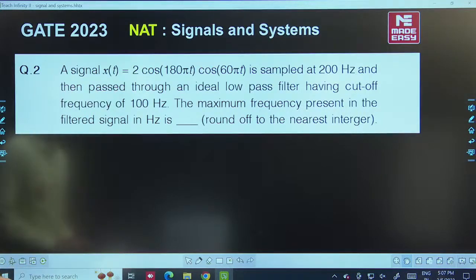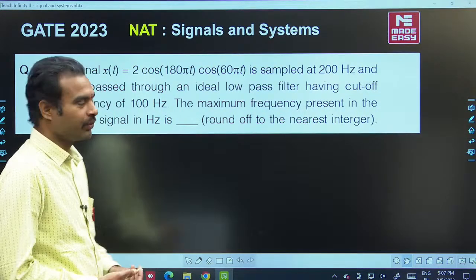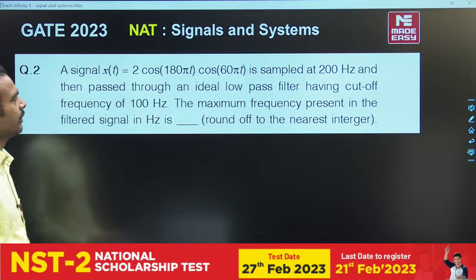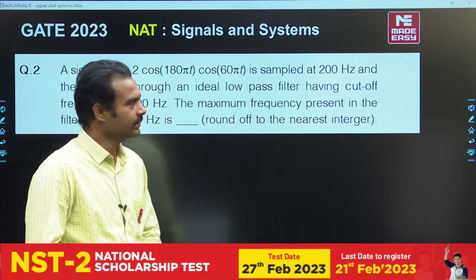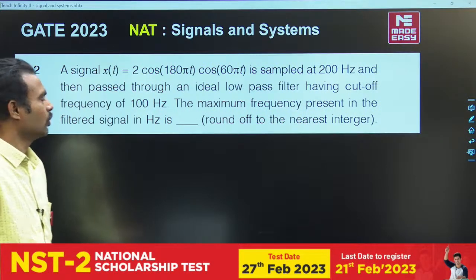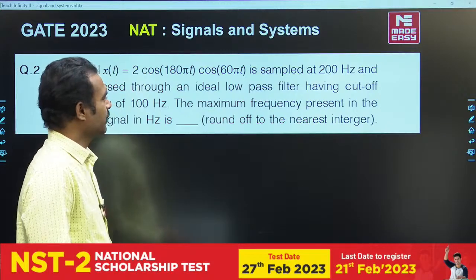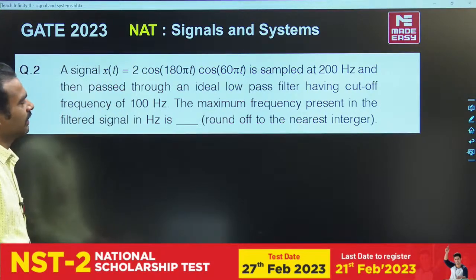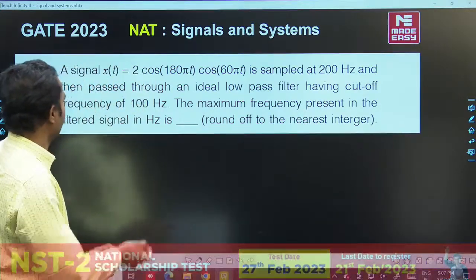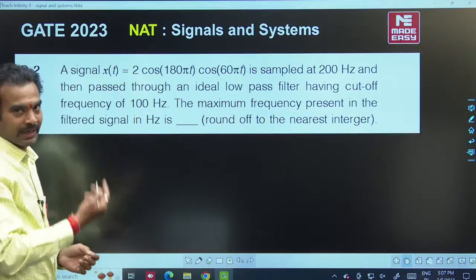Hello students, so the question number 2, a signal x of t is equal to 2 cos of 180 pi into t and cos of 60 pi into t is sampled at 200 Hz and then passed through an ideal low pass filter having cutoff frequency of 100 Hz. The maximum frequency present in the filtered signal in Hz is, so round up to the nearest integer he was asking, so maximum frequency at the filtered signal, that's filter output he was asking.